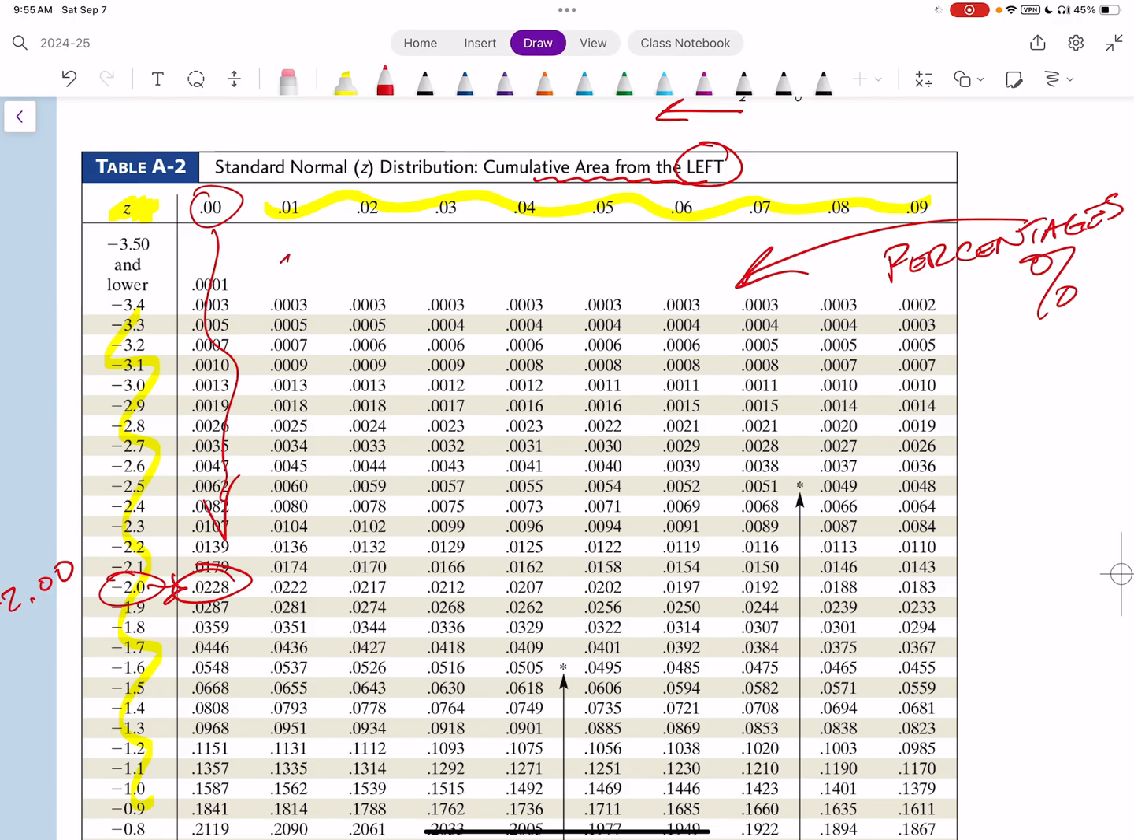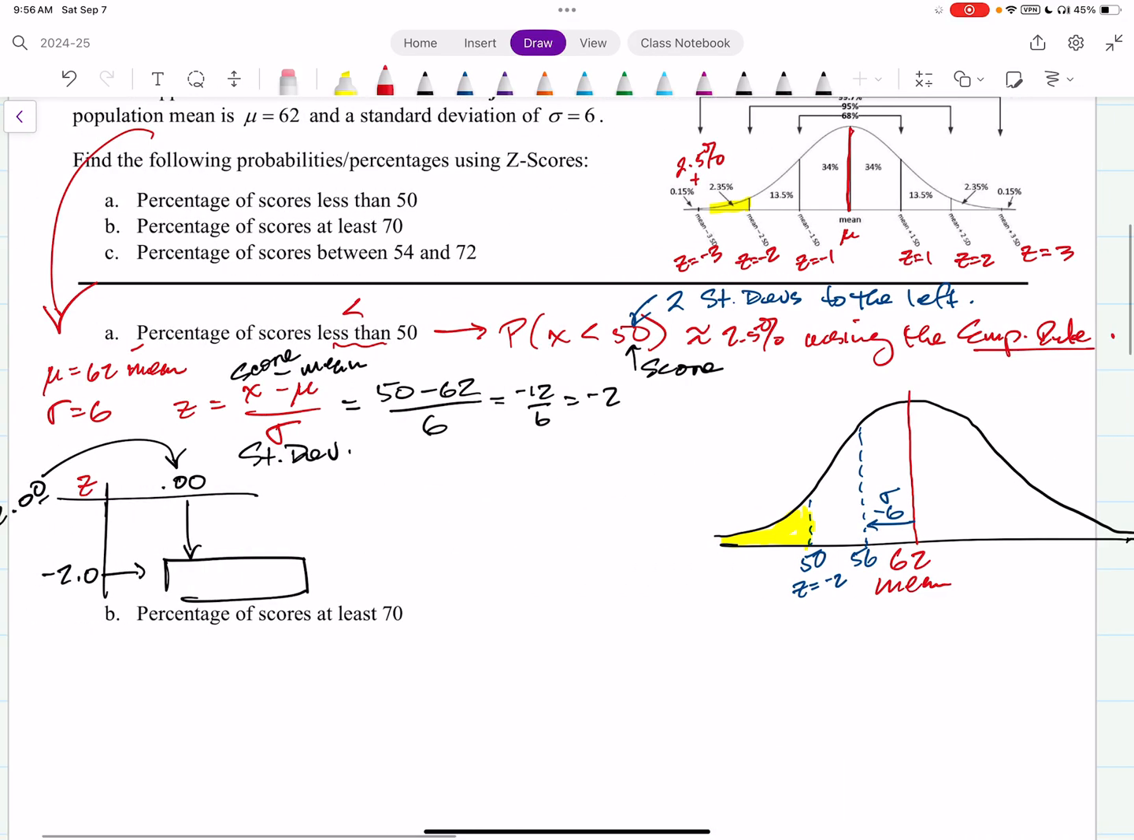Okay, these are the exact theoretical values, and the empirical rule just gives you an approximation. But here's your exact theoretical. So 0.0228. Let's bring it in. 0.0228. What is that equal to? 2.28%. Oops. Let me write that correctly. There we go. All right.